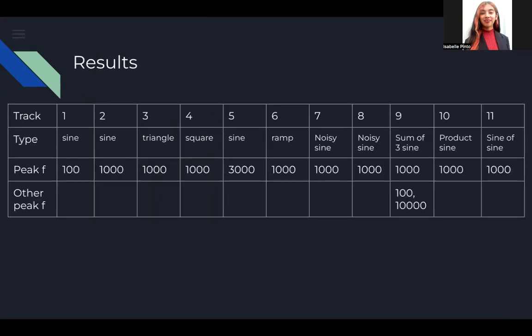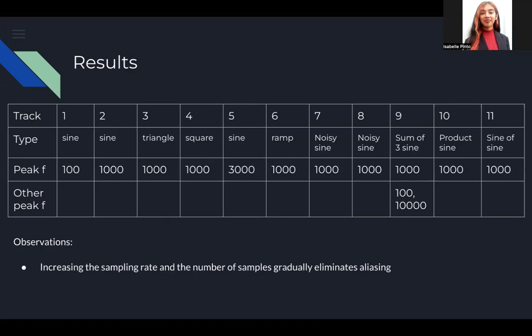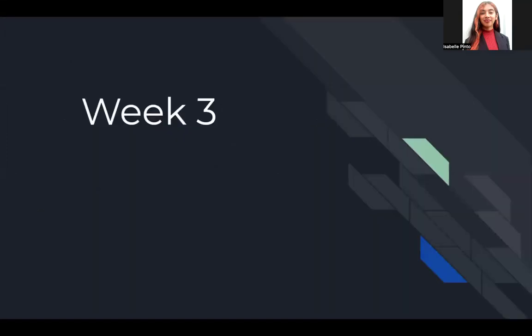The results here focus on the track analysis. As you can see, all of the tracks were identified, and track 9 had 3 total frequencies, one at 1,000, one at 100, and one at 10,000. During the course of this experiment, I observed that if you increase the sampling rate and the number of samples, you can generally eliminate aliasing. And if the wires are straightened or the wire insulation is increased, you see a reduction in noise.